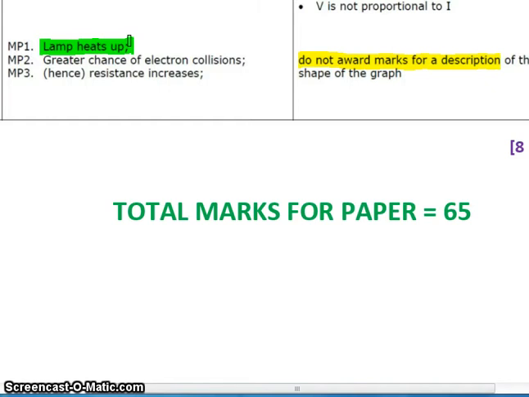Now as it gets hotter, you're going to get more vibrations within the metal lattice, and because of that there's a greater chance of electron collisions. And if the electrons are colliding more often as they pass through the conductor, then there's going to be an increase in resistance. There's one mark for each of these things. So one for saying the lamp gets hotter or its temperature increases, one for saying that increases the chances of collisions for electrons passing through, and the final mark for saying that causes an increase in the resistance of the filament lamp.